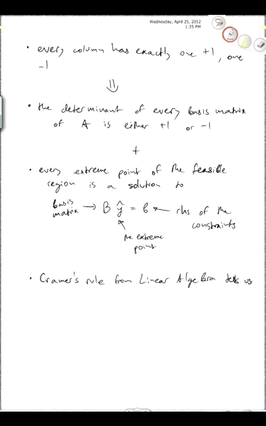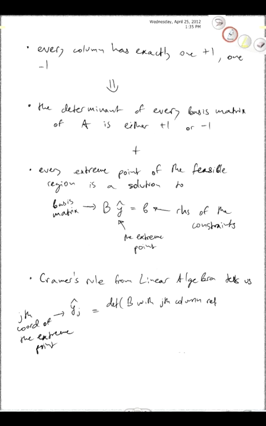It tells us the following, that the jth coordinate of the extreme point is equal to the determinant of B with the jth column replaced by little b, over the determinant of B. So this is just a statement about solving linear systems like the one above.